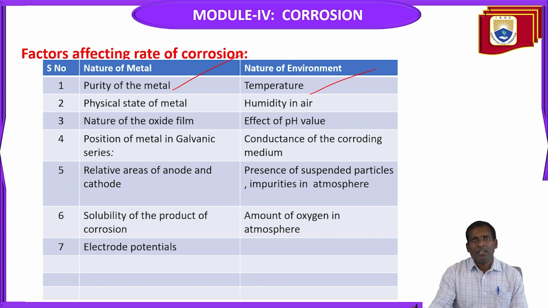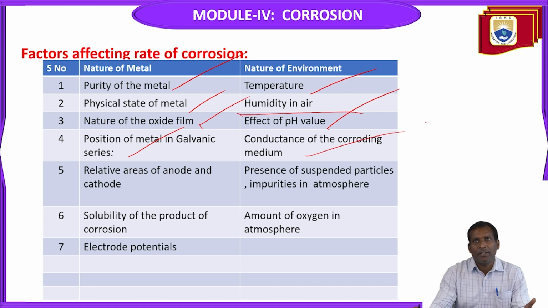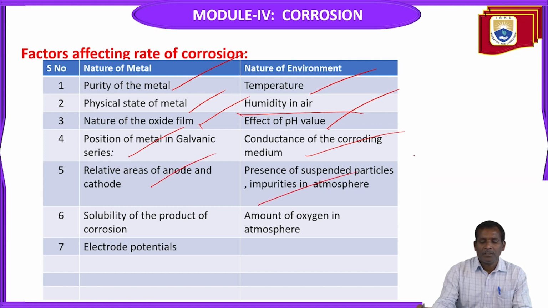In the second point, physical state of metal, and in the environment, humidity in air. Third, the nature of oxide film affects the rate of corrosion. Under nature of environment, there is the effect of pH value, since the corrosion rate depends upon pH. Then the position of metal in the galvanic series, the conductance of the corroding medium in the case of environment, the relative areas of anode and cathode in the case of metal, and the presence of suspended particles and impurities in our atmosphere.